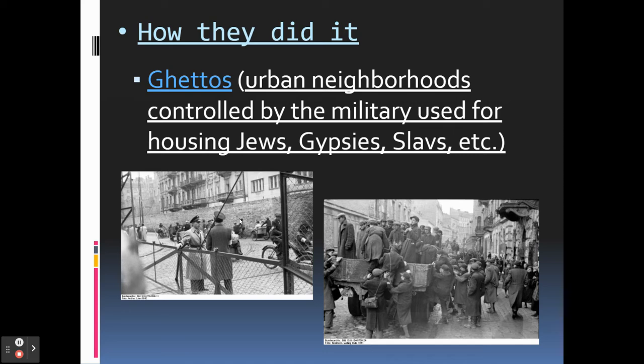Mostly Jews. There were gypsies and there were Slavs. The gypsies basically don't have a homeland in Europe. They were kind of outsiders, kind of like Jews were without a homeland.